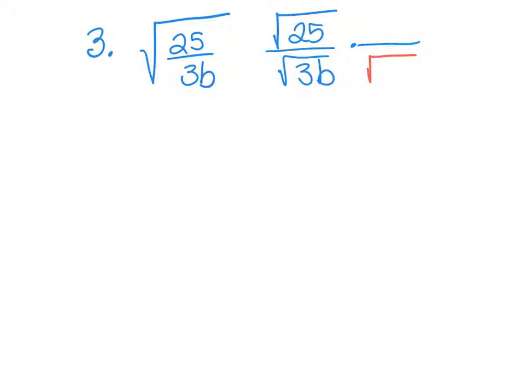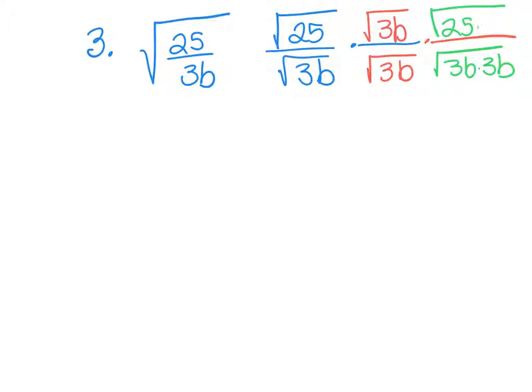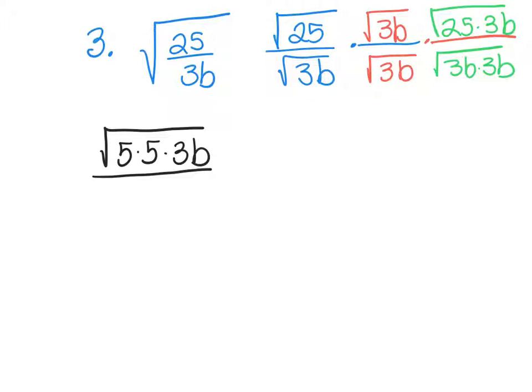So what I'm going to do is multiply the bottom by the square root of 3b and the top by the square root of 3b. Awesome. I'm going to give this one radical, and under the one radical is going to be 3b times 3b. And at the top, when I put everything under the radical, it's going to be 25 times 3b. So at the top, what do I have? I have 5 times 5 times 3 times b. And at the bottom, since I have a pair of 3's and a pair of b's, it comes out as 3b.